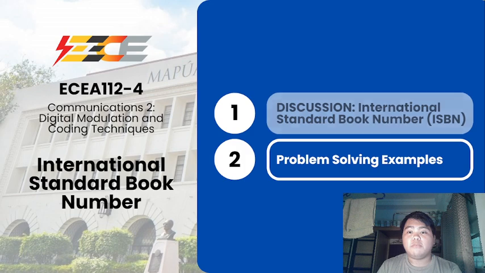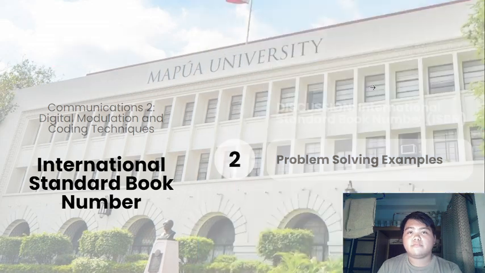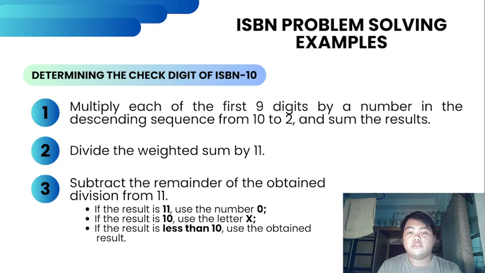Now we will proceed to some of the problem-solving examples regarding this topic. Before that, there will be some step-by-step procedures on how to solve the check digit of ISBN 10 and 13, and we will also translate ISBN 10 to ISBN 13. The first one is how to determine the check digit of ISBN 10. The first step is to multiply each of the first 9 digits from the left by a number in a descending sequence from 10 to 2 and get the sum as the result.